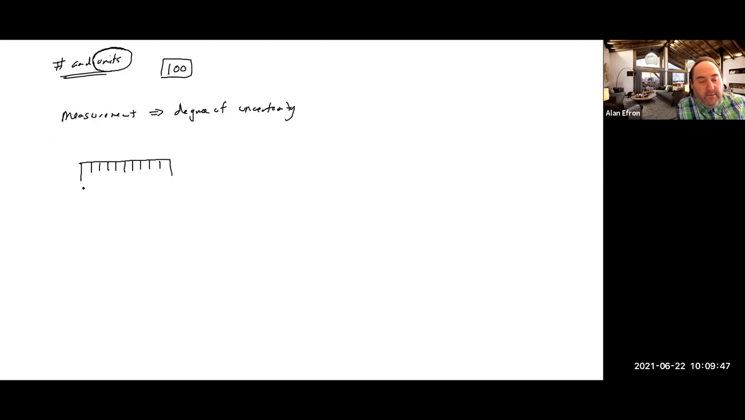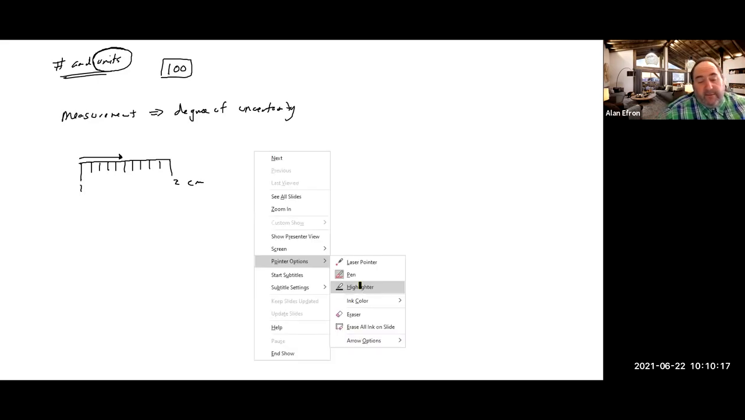We'll call this one, and we'll call this 2, centimeters for example. And let's just say we were measuring this arrow. When we look at something like this, you always want to look at the equipment you're using and figure out what all the markings really mean. What do the little markings mean? What do the big markings mean? So for example here, we would start counting from here.